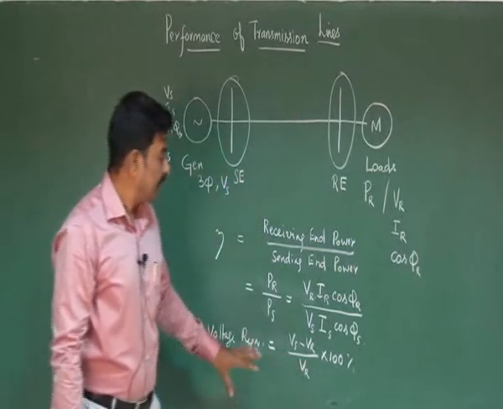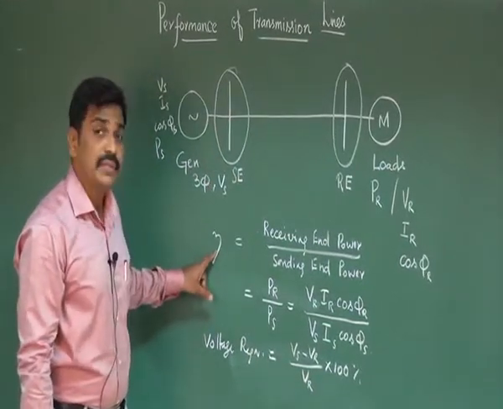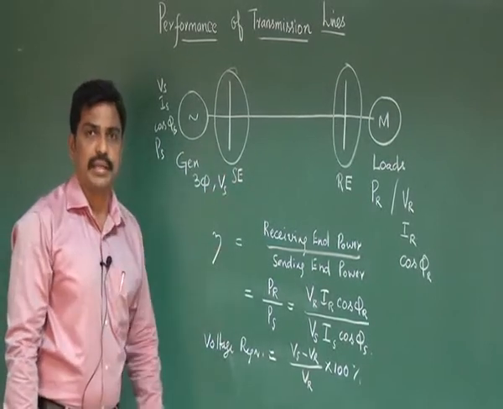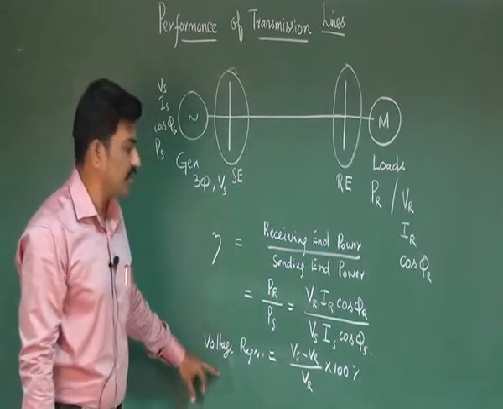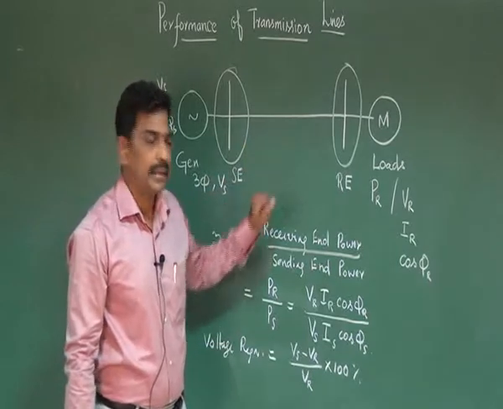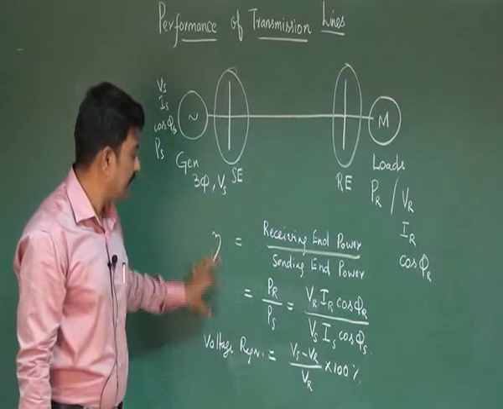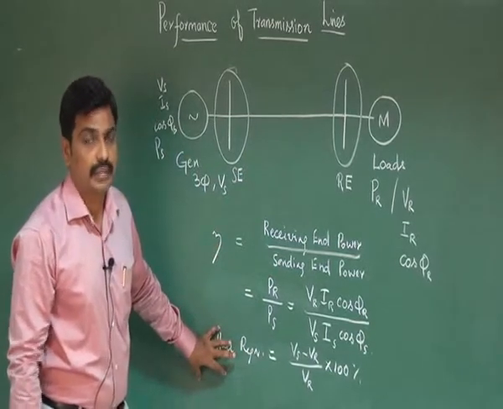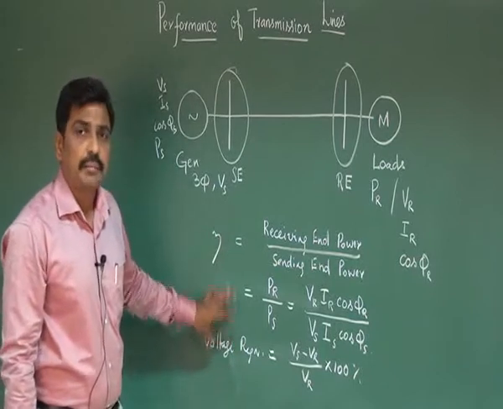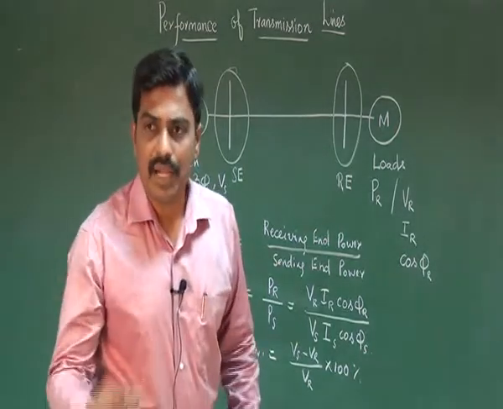From that you can understand voltage drop should be minimum, and efficiency must be maximum in order to get better performance of transmission lines. These two parameter considerations are mainly for transmission lines. Right. Now, how do you get maximum efficiency and better voltage regulation, that is minimal voltage regulation? These two performance considerations mainly depend on three parameters.